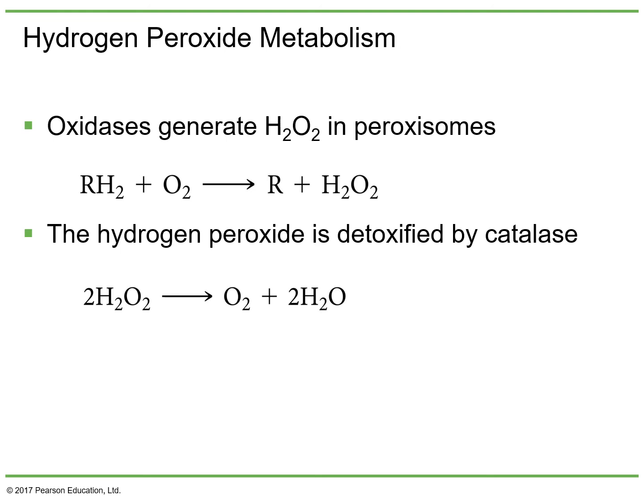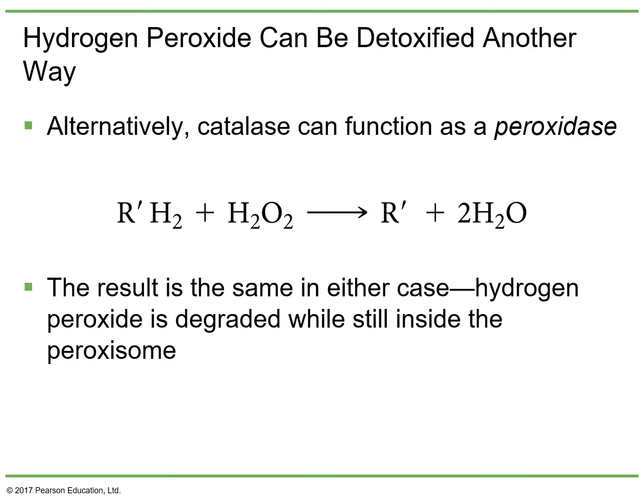Hydrogen peroxide metabolism is possible with the help of the enzymes oxidases and also catalases. The oxidases are responsible for generating hydrogen peroxide in peroxisomes. On the other hand, the catalase can also function as a peroxidase. As a peroxidase, the catalase can use a variety of toxic substances as electron donors.